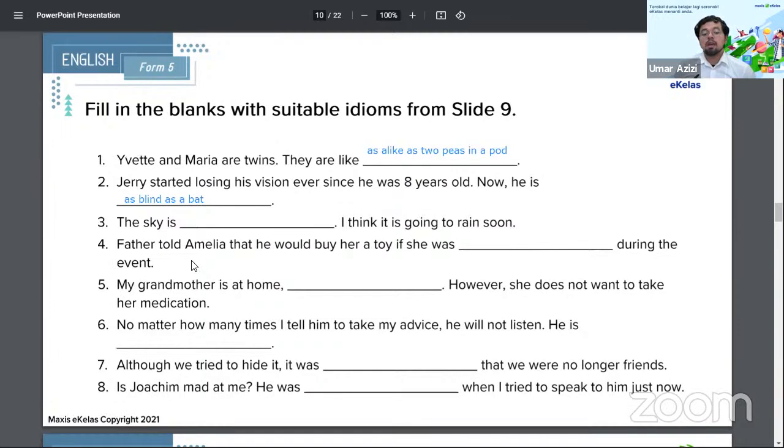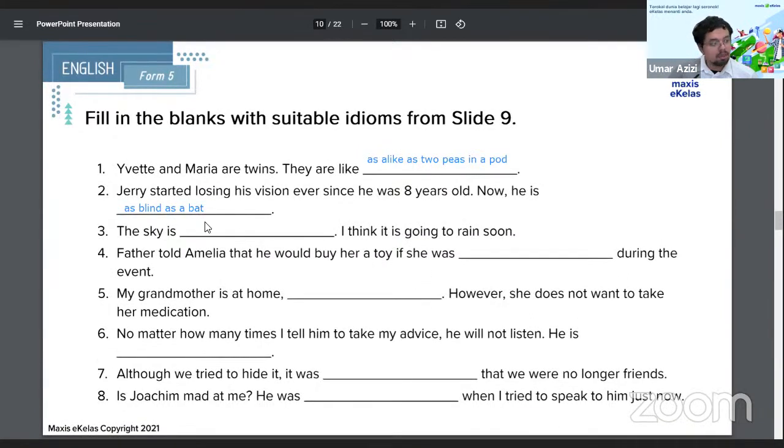What idioms can we use? Number 2 or number 3, Rian? Loman says as black as... All right. So the sky is as black as the night. I think it's going to rain soon.